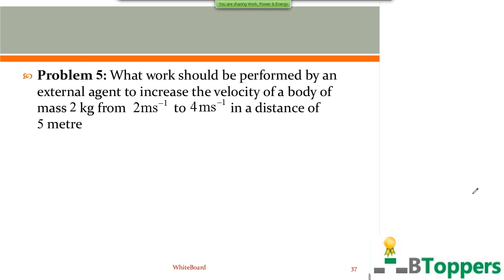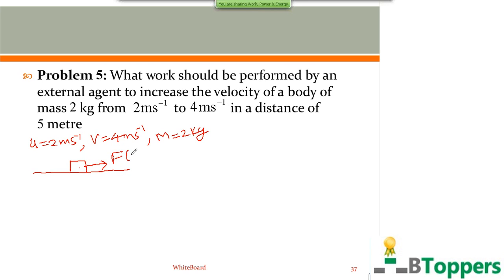So here you are given the initial velocity of the body as 2 meter per second, which is denoted by u. The final velocity of the body after traveling 5 meter distance is given as 4 meter per second. The mass of the body is given as 2 kg. So in the first part of the question, the body is moved on the smooth horizontal surface.